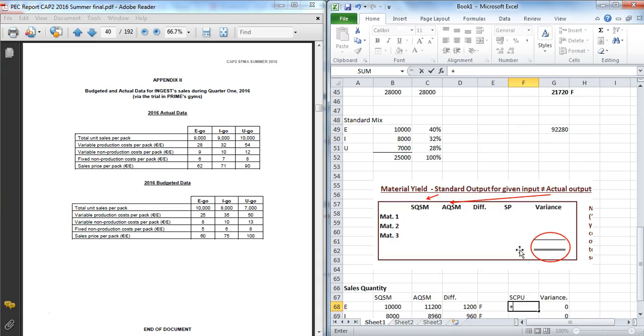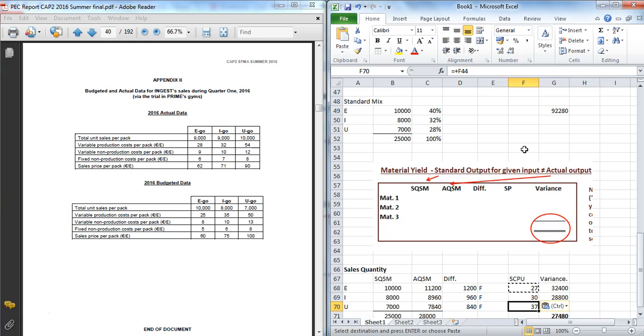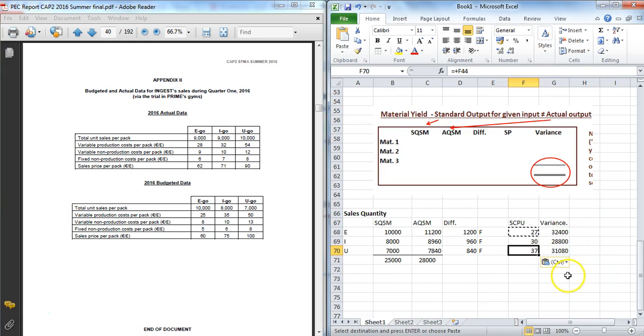So these stay the same. Standard contributions per unit will be 27, 30 and 37. They do not change. And that allows you then to calculate each of the variances. Favorable, so this is wrong, 960 times 30 and 840 times 37. And each of them then will be favorable, favorable and favorable.